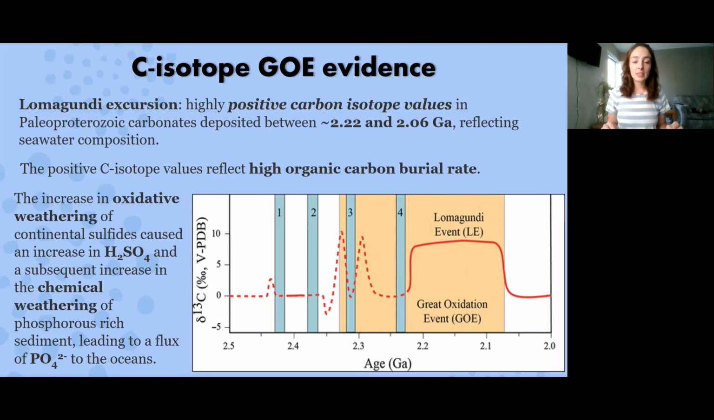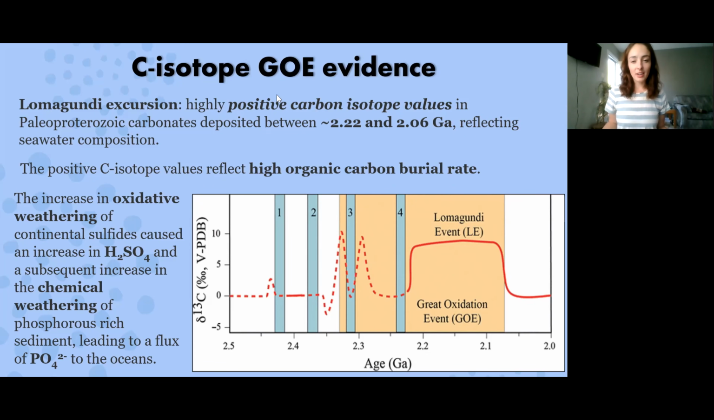This excursion of isotopes is marked by highly positive carbon isotope values in carbonates deposited around 2.2 to 2.06 billion years ago, as you can see down here to the right on this graph. And this was within the GOE near the end of it, if not after it, and so clearly has some association. The thought process here is that the positive carbon isotope values reflect high organic carbon burial rates.